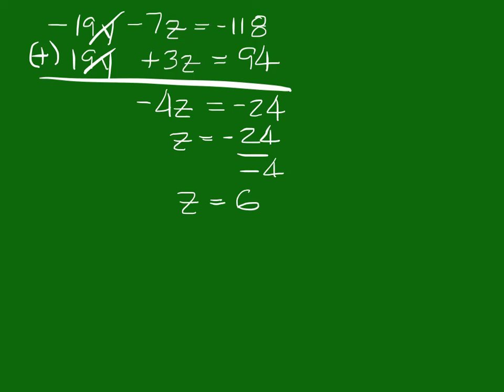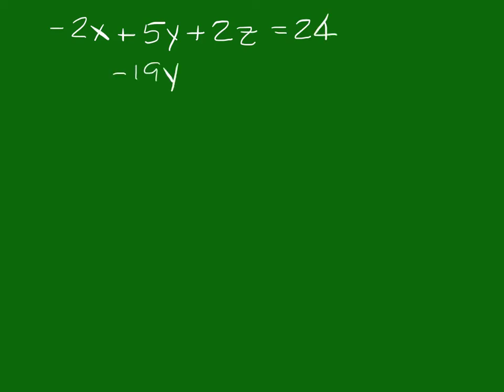So we have the wedge formation that you need. If z is 6, then we can go back and do negative 2x plus 5y plus 2z in the first equation spot equals 24. And then your second one is negative 19y minus 7z equals negative 118. And we just found z equals 6. So you can solve backwards from there.